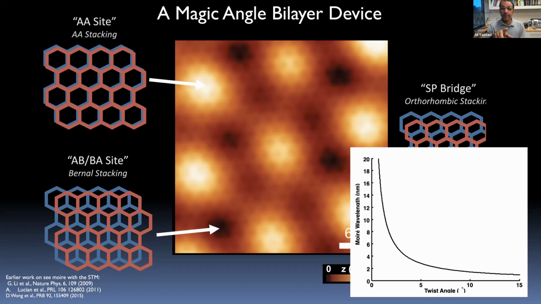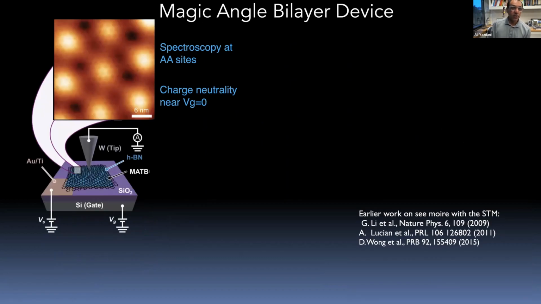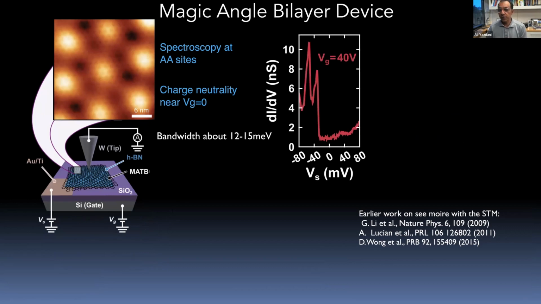Structurally, what you're looking at is this: in the bright spots, you have good stacking between the two graphene lattices on top of one another. We call it AA stacking. Then you go between the bridge sites, and then you go between BA and AB stacking, which is where the dark spots are in this image. And I'll tell you in a moment why it is bright and dark.